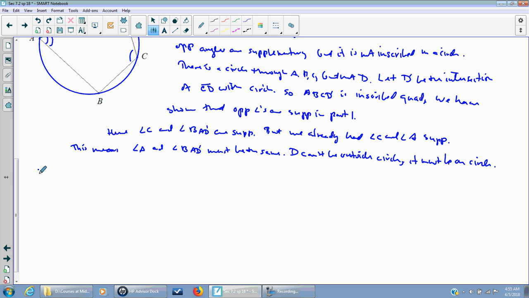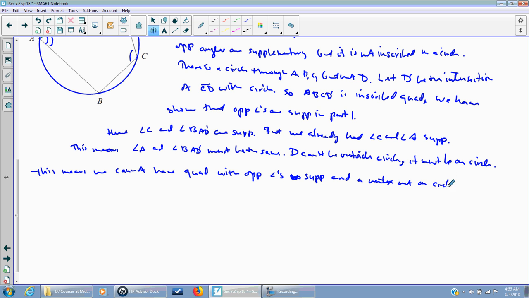So this means we cannot have a quadrilateral with opposite angles supplementary and one vertex not on a circle containing the other three.